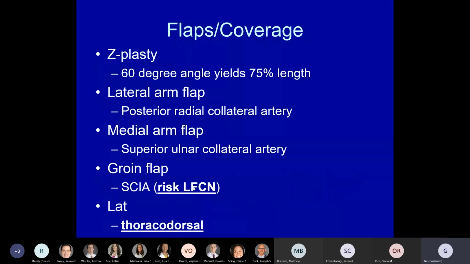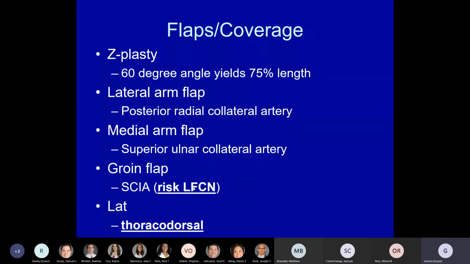Other flap pearls, when you do a two-tailed Z-plasty, a 60-degree angle gives you a 75% increase in length. That's been asked. If you really want to get down to it, and probably for the chiefs, before you take your actual boards, I would just write these down and learn them the night before. If you're someone who wants to go from the 99th to the 100th percentile on OITE, you can memorize these as well.